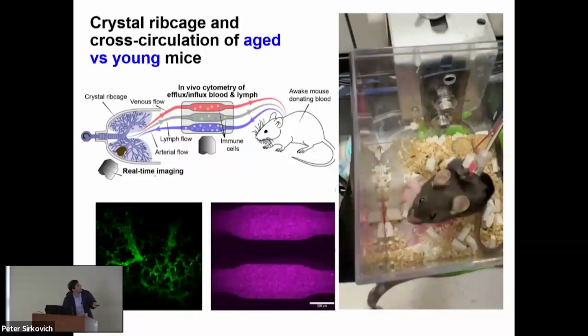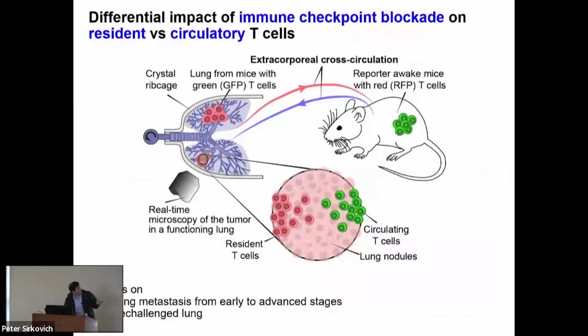So we recently tried to connect the circulation of an awake mouse to the circulation of this lung inside the crystal ribcage. So this mouse is awake, so we are not limited to the anesthesia time. And in real time, it donates basically the blood to this lung. First, this would basically make the maintenance of this lung inside crystal ribcage much longer. But also, there's a lot of interesting study we can do by mismatching this mouse and this lung.